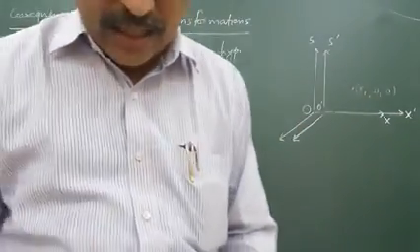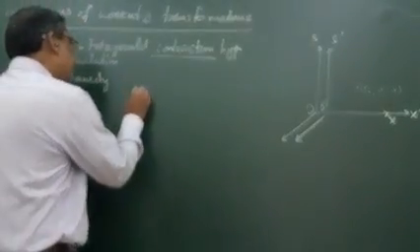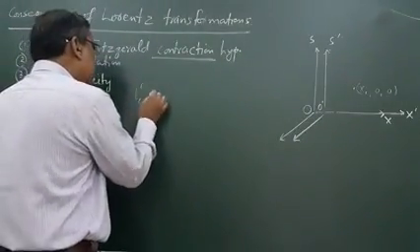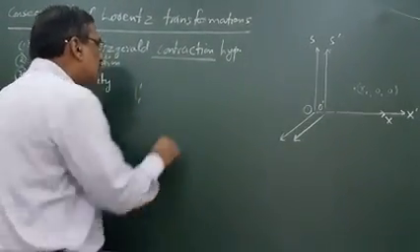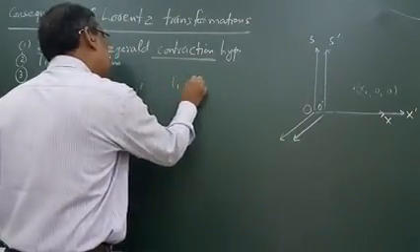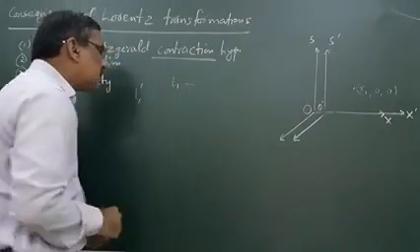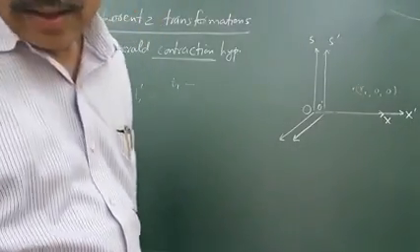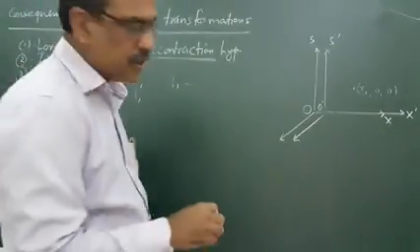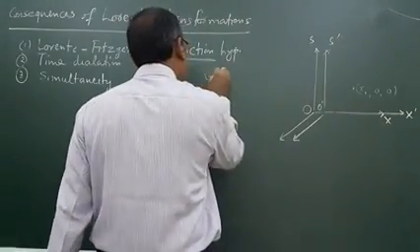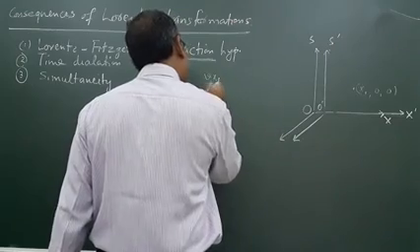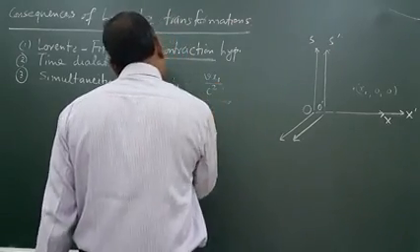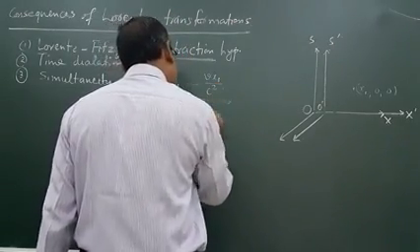So t1 dash. By the Lorentzian transformation we know t1 dash is equal to t1 minus vx1 upon c square, upon under root 1 minus v square upon c square.